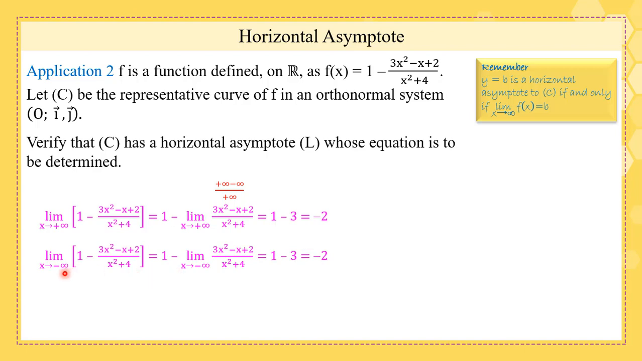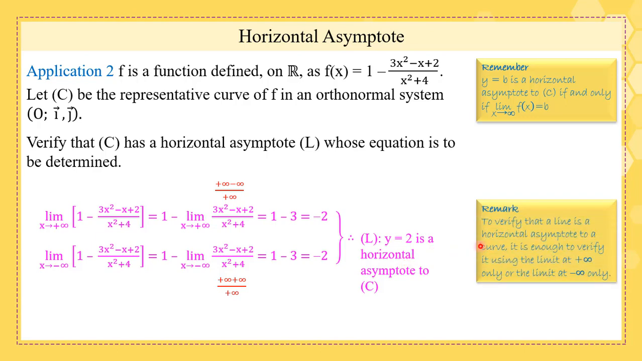Now the limit at minus infinity would also be negative 2. So from here we can tell that the line y equals negative 2 is a horizontal asymptote. Now similarly, it's enough to find the limit at plus infinity alone or at minus infinity alone.